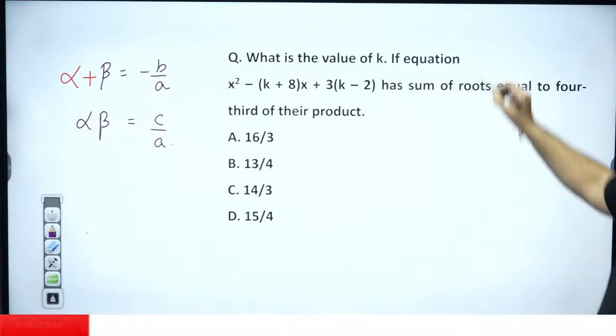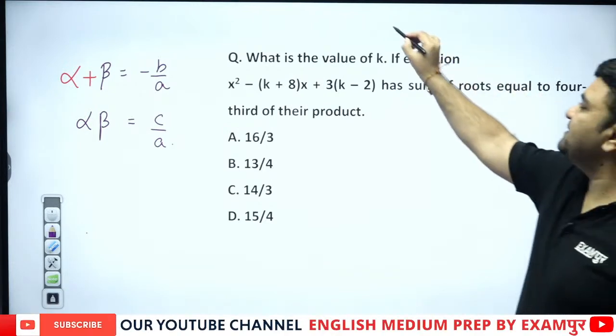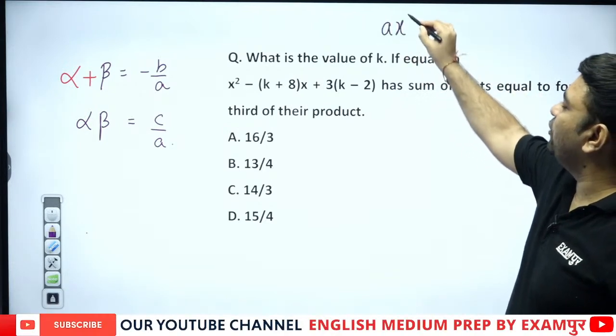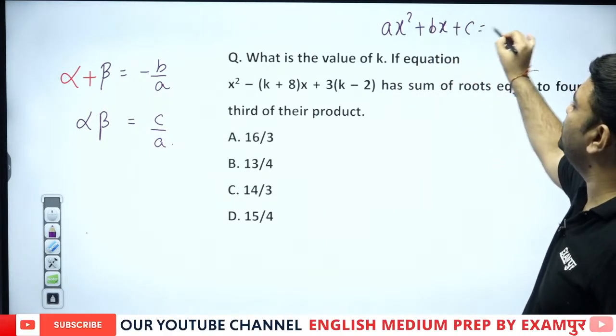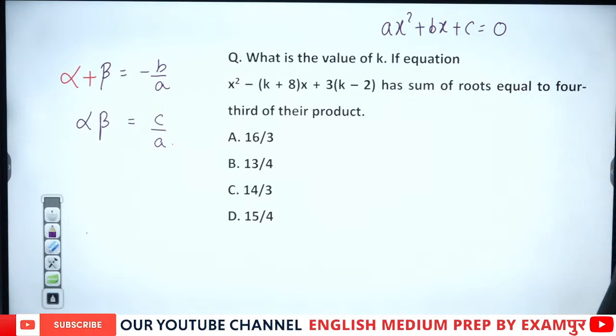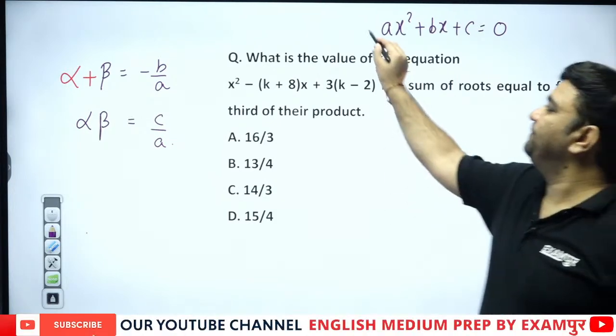What are these a, b, and c? These a, b, c are the coefficients of the quadratic equation ax square plus bx plus c is equal to 0.